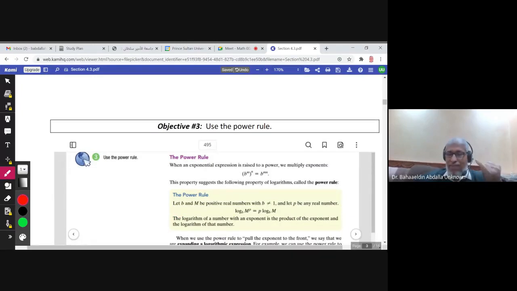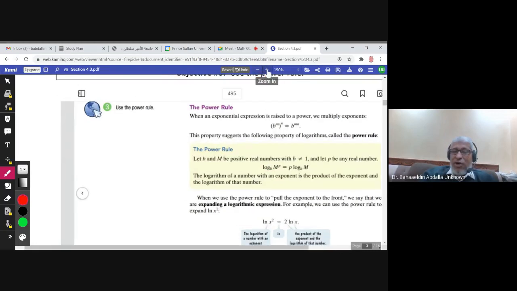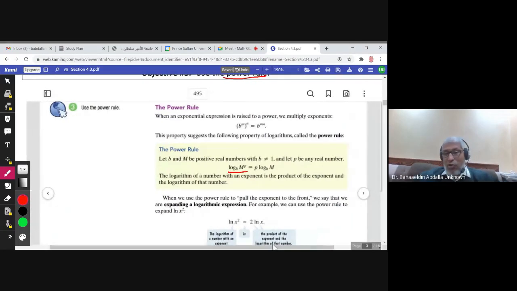Good. So there are two rules up to now: the product rule and the quotient rule. The third rule is called the power rule. It means that we have something in the power. Try to understand here. What do we have? We have p in the power of m. So please understand this carefully. Here you have p as a power of m. It is not a power of log.